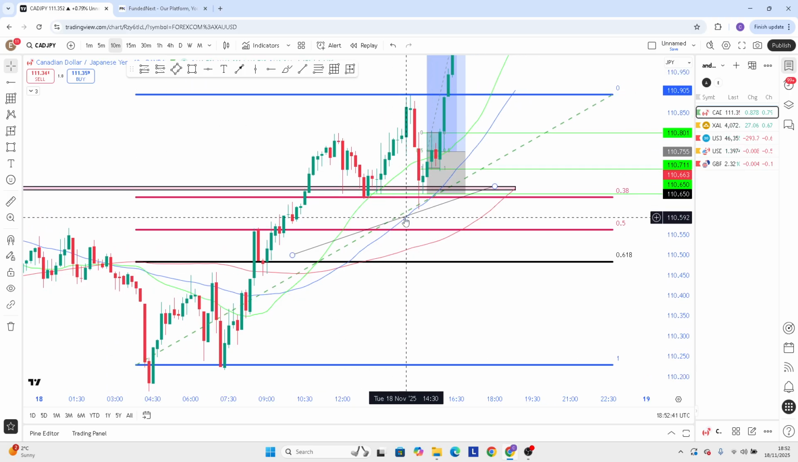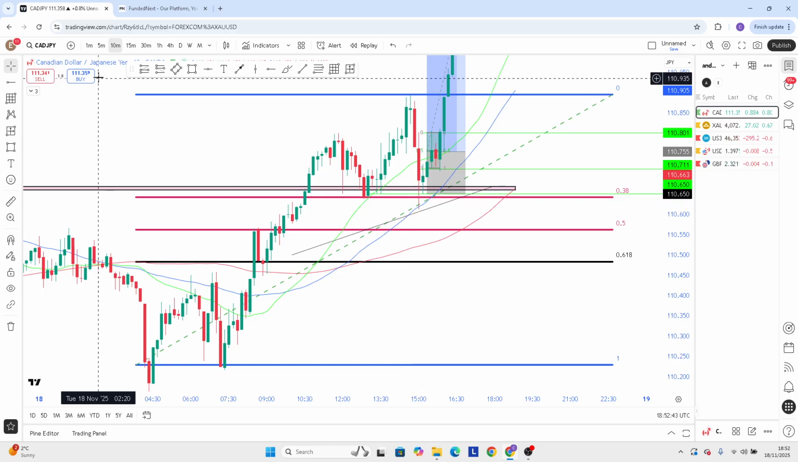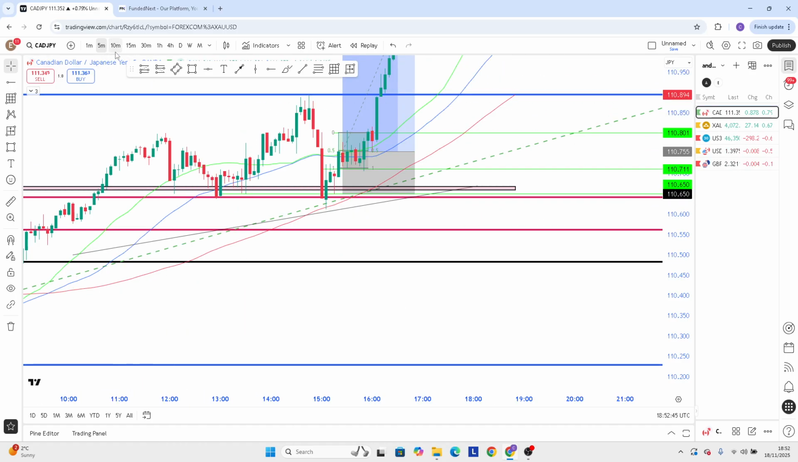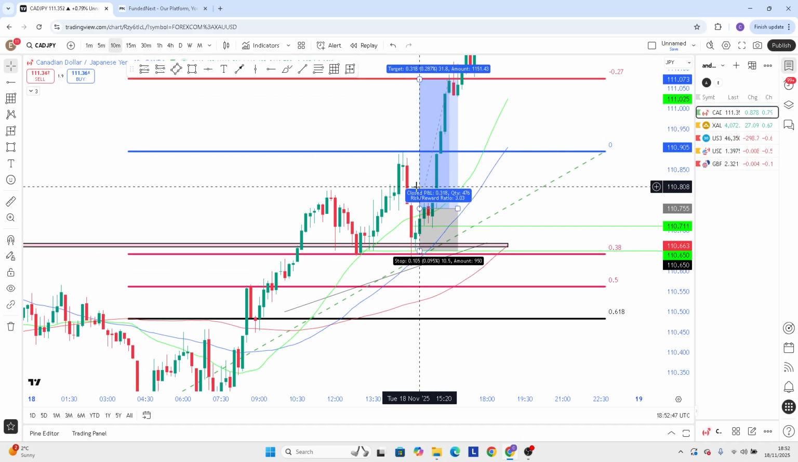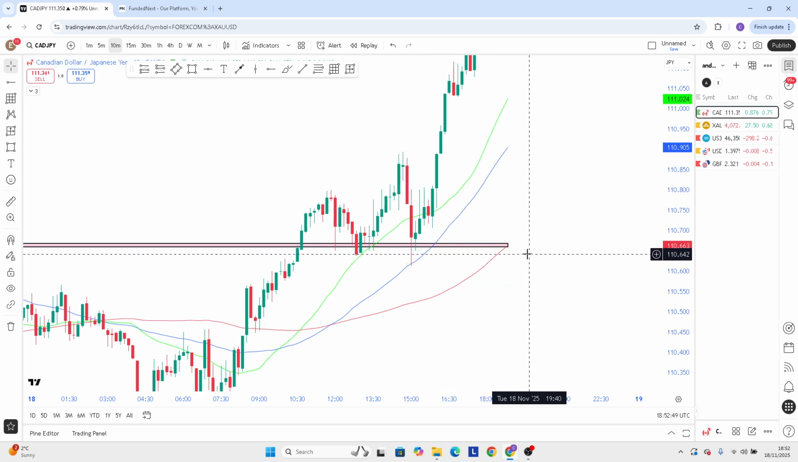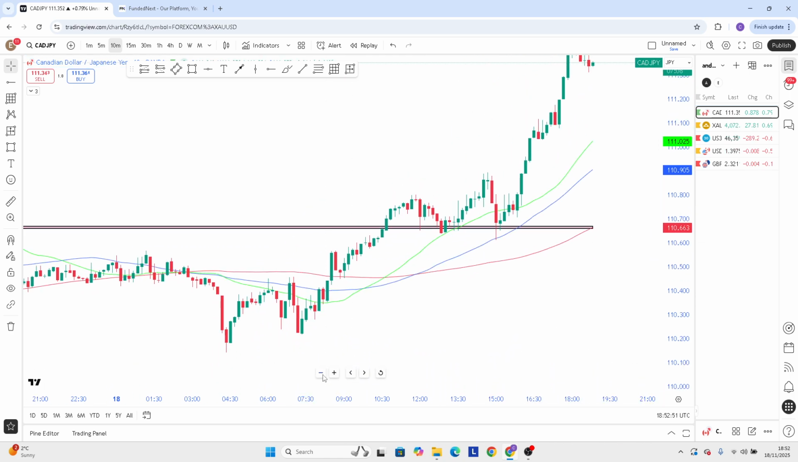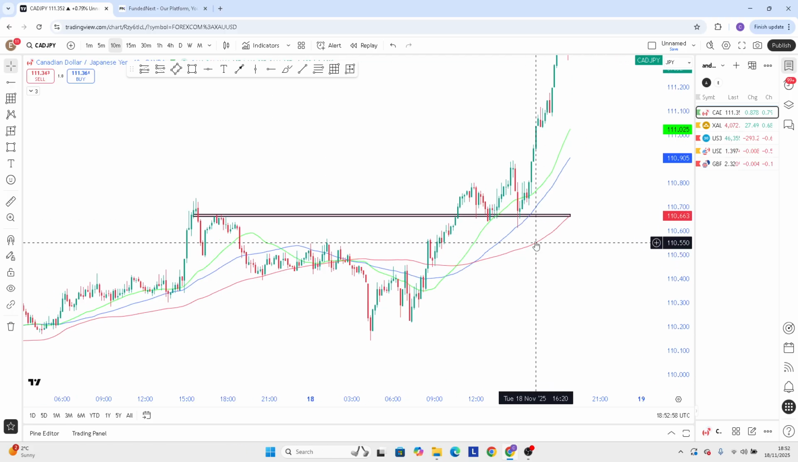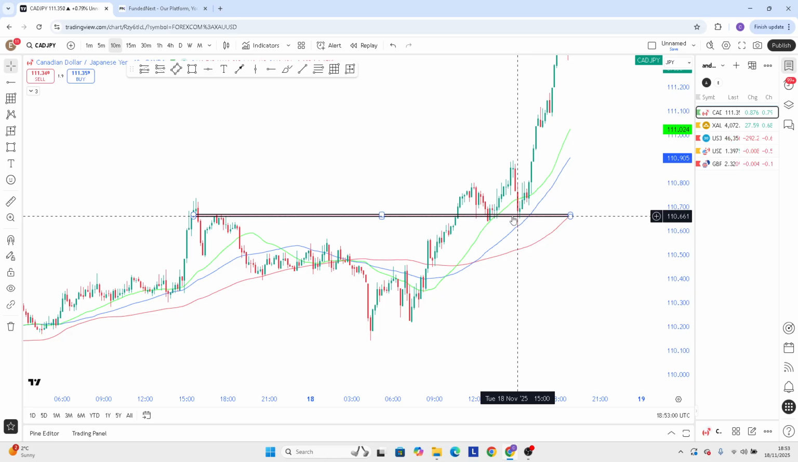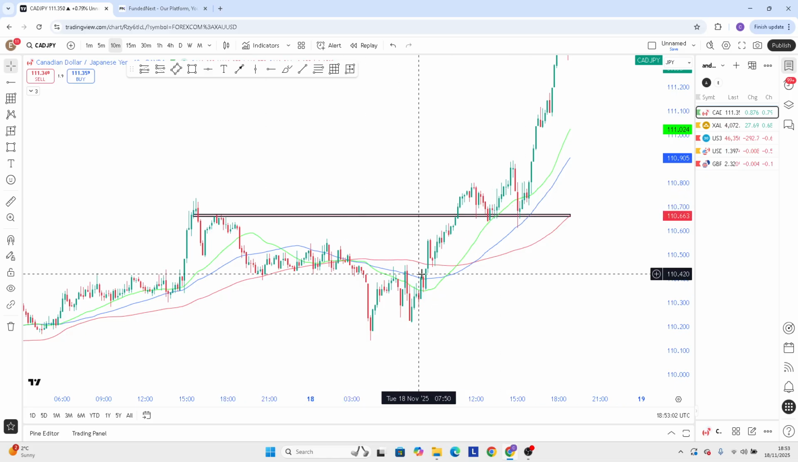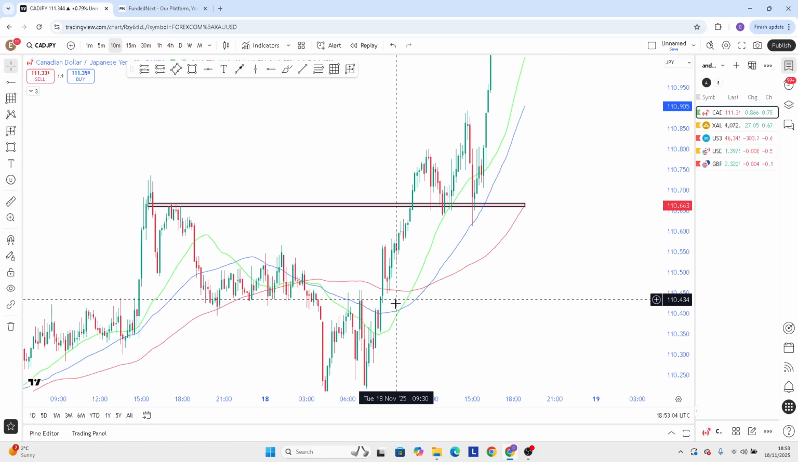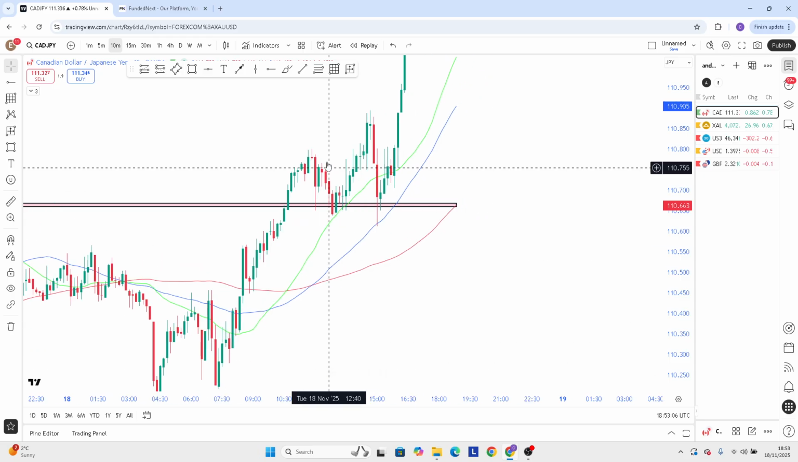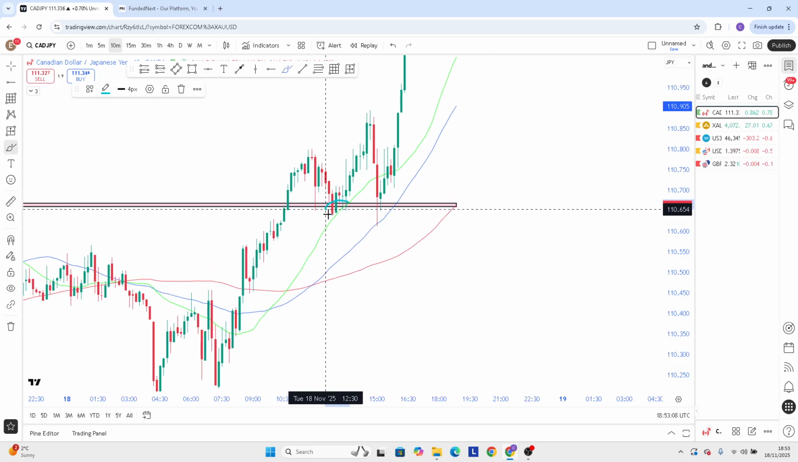Why is this there? Let me fix my thing. This was a 10 out of 10 setup. Why? We have resistance now acting as support at this area. So that's exactly what I used. So support here, resistance here. I used that area. So we can see price started trending around here and candle closed above that high there.